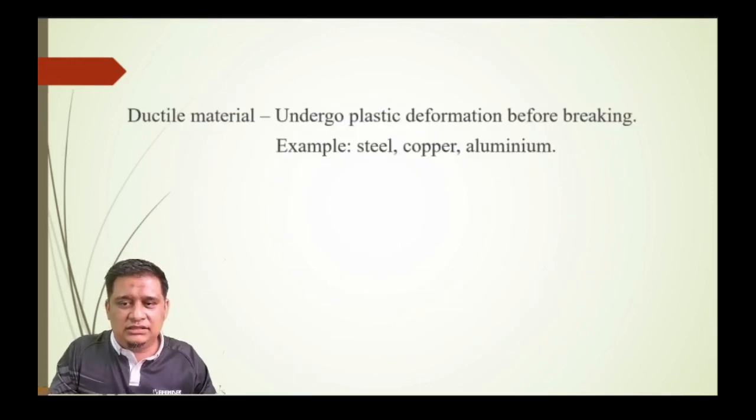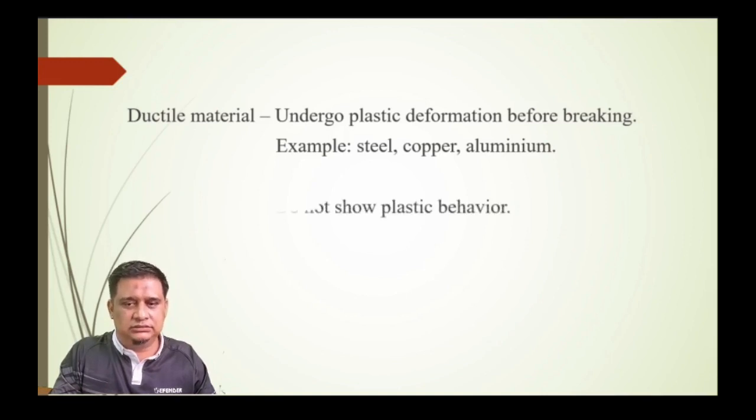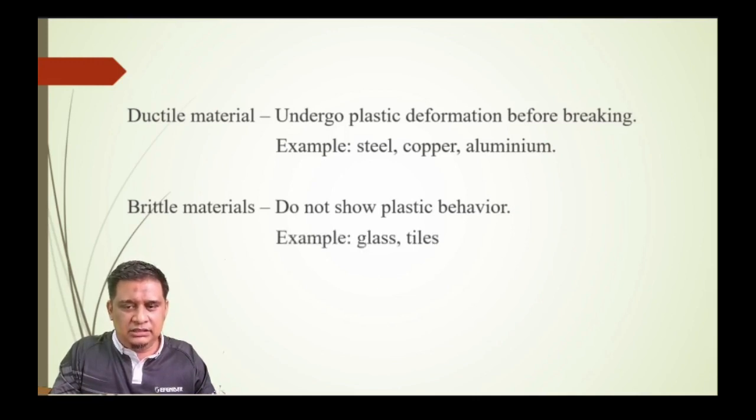What is a ductile material? Ductile materials undergo plastic deformation before breaking. Examples are steel, copper, and aluminium. How about brittle materials? Brittle materials do not show plastic behavior. An example is glass tiles.